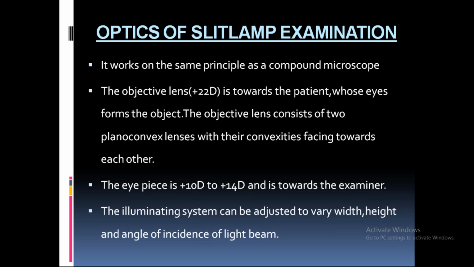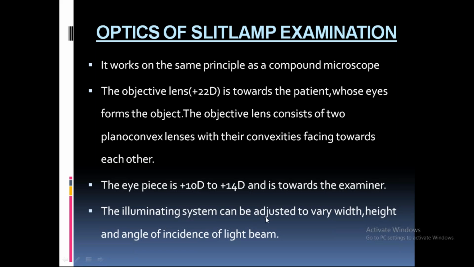Optics of slit lamp examination: it works on the same principle as the compound microscope. The objective lens, of power 22 diopters, is towards the patient, whose eye forms the object. The objective consists of two plano-convex lenses with their convexities facing each other. The eyepiece lens, used by the examiner, is plus 10 to plus 14 diopters. There are two objective lenses and two eyepieces.